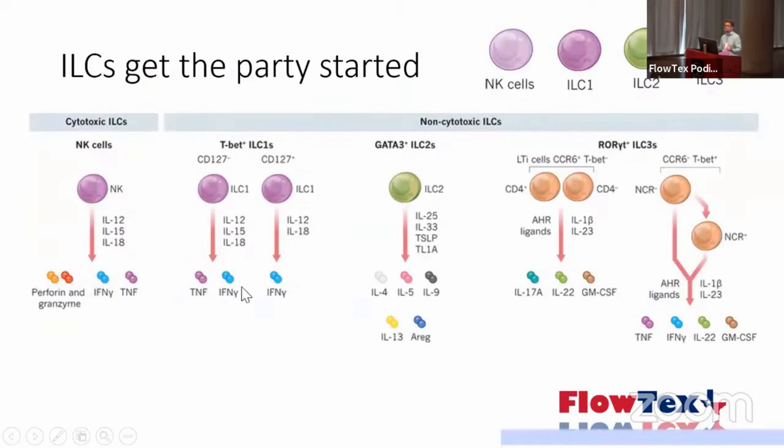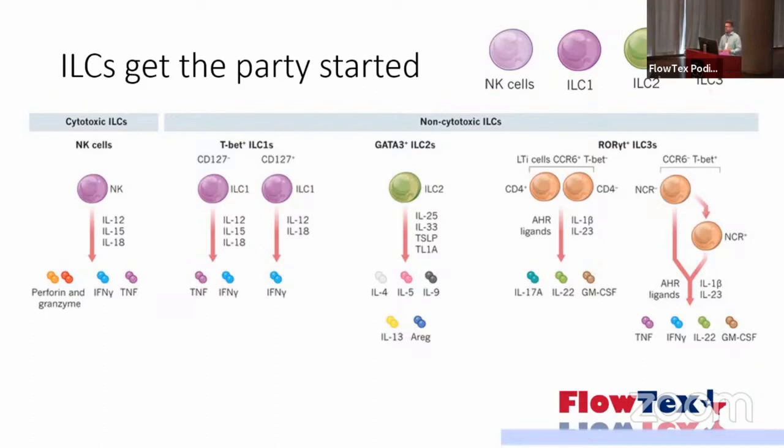How does the immune system decide what type of immune response to generate? And that is where the current hypothesis is that these ILCs, these innate lymphoid cells, start to generate these immune responses. As I say here, they get the party started. So there's 4 real types of ILCs. Lumped into these are the natural killer cells, which were the first described. But in addition, we have the ILC1, ILC2, and ILC3.